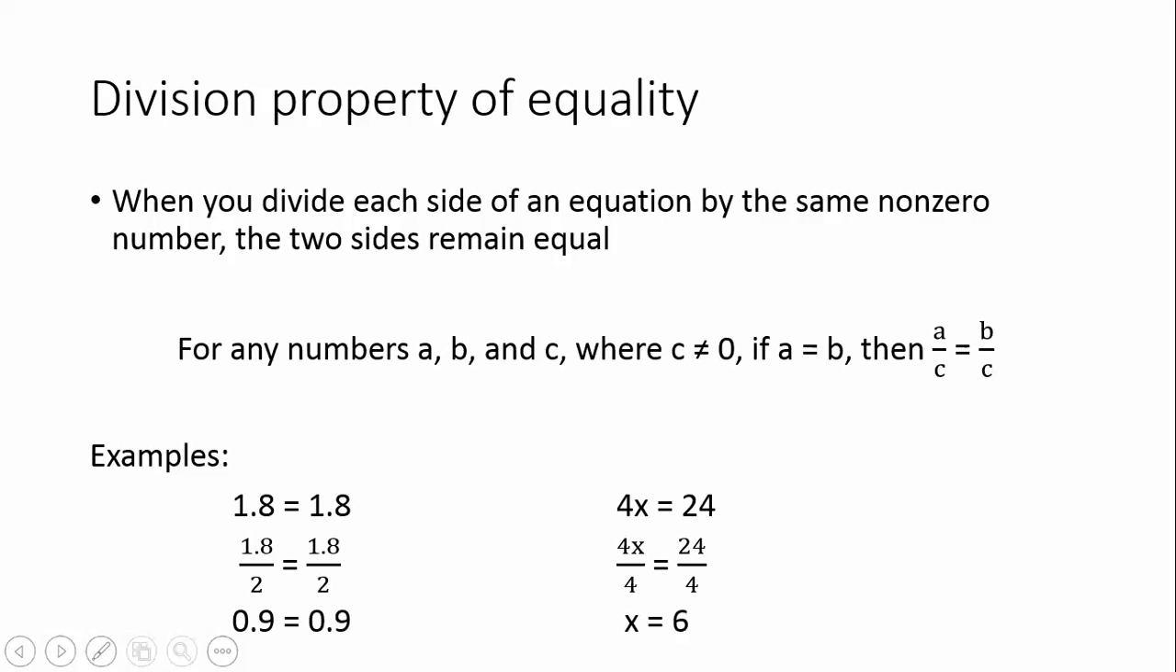So in the examples, we have 1.8 equals 1.8. We divide both sides by 2, and we get 0.9 equals 0.9. For the equation 4x equals 24, remember, x here is being multiplied by 4. So in order to solve the equation, we want to divide by 4. So this is the division property. Divide both sides by 4, we get x equals 6.